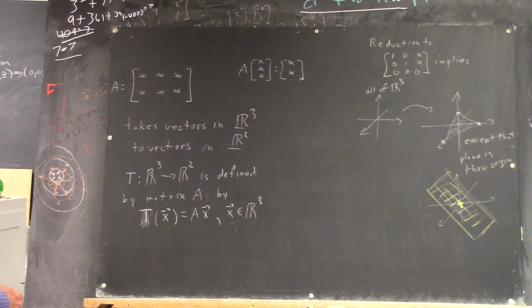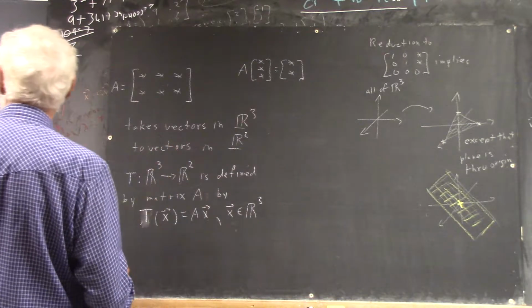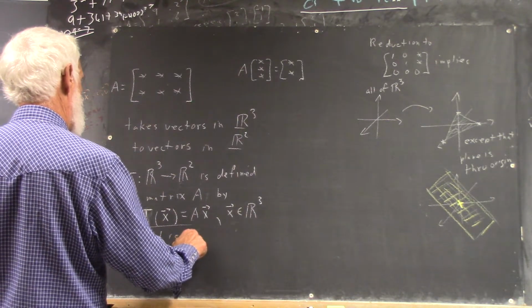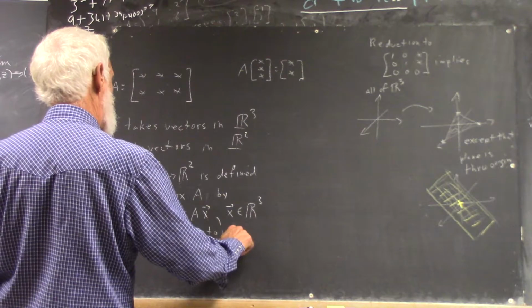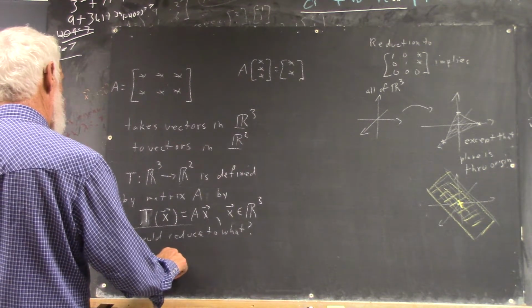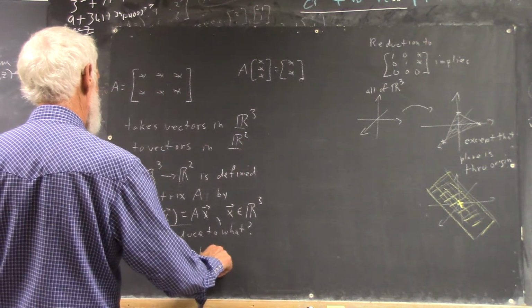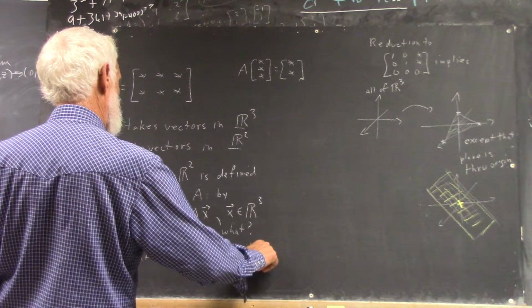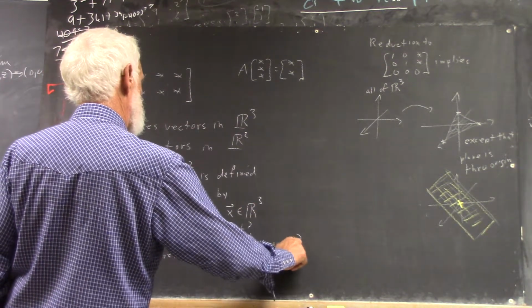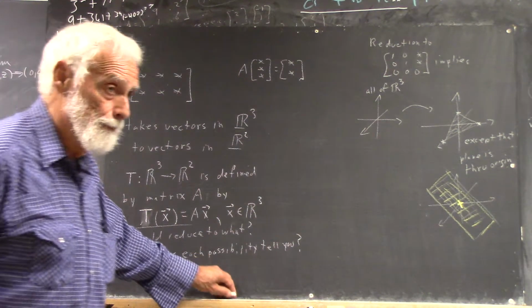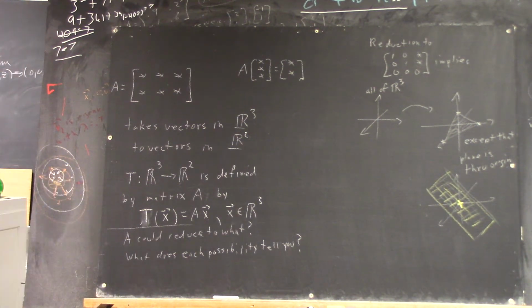So what could A reduce to? And what does each possibility tell you? So I'm going to leave that as a question for you to think about right now, so get an answer here in a few minutes, hopefully.